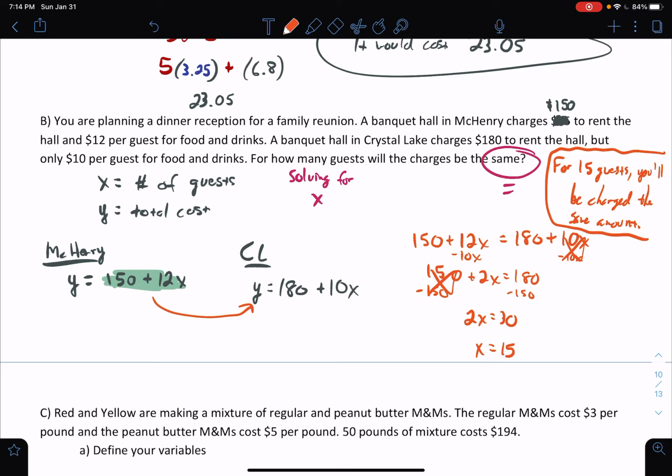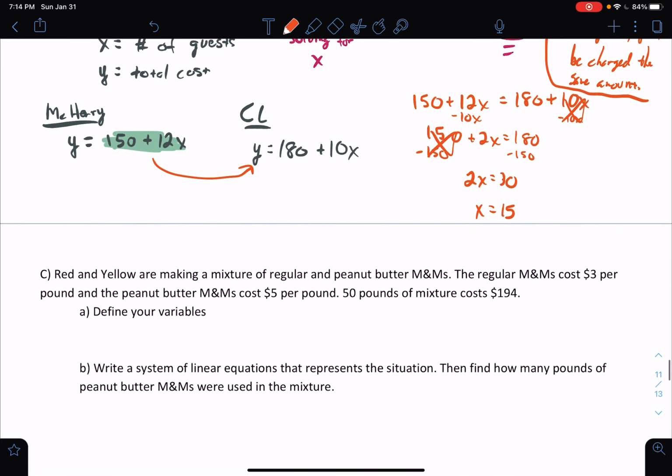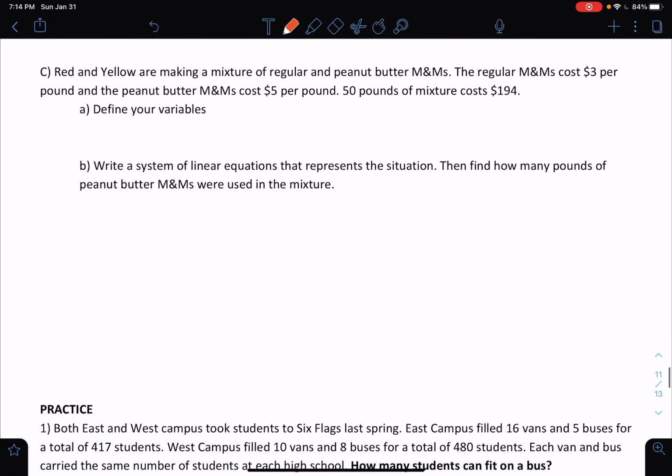All right, so we've got one more example that I'll do for you. Part C. We have a company, Red and Yellow, making a mixture of regular and peanut butter M&Ms. The regular M&Ms cost $3 per pound. The peanut butter M&Ms cost $5 per pound. 50 pounds of the mixture costs $194. So this one gives students difficulty across the board.